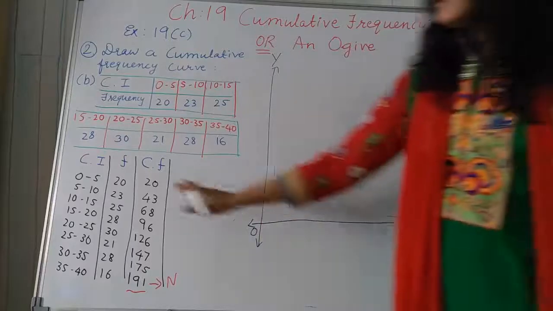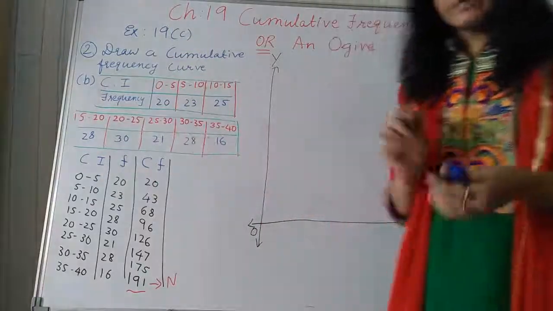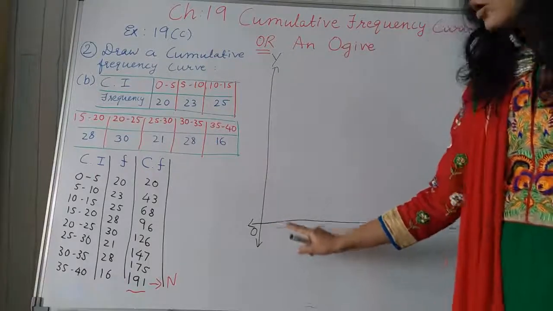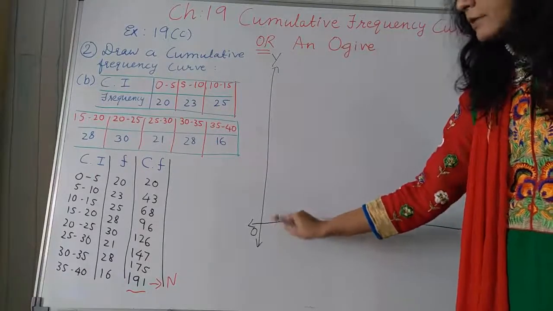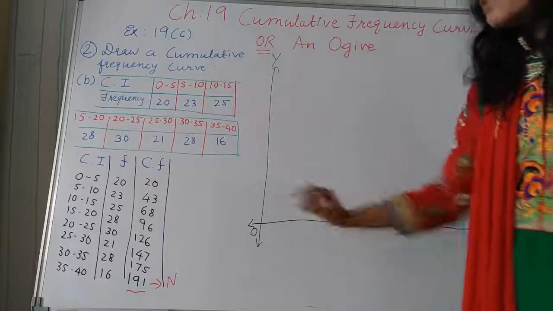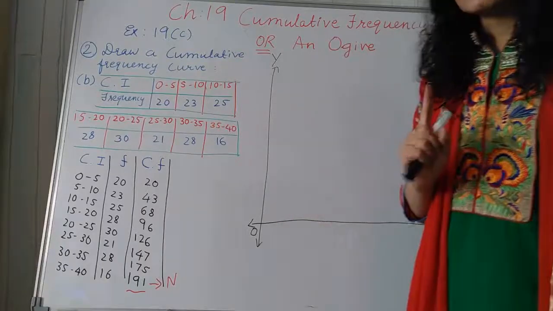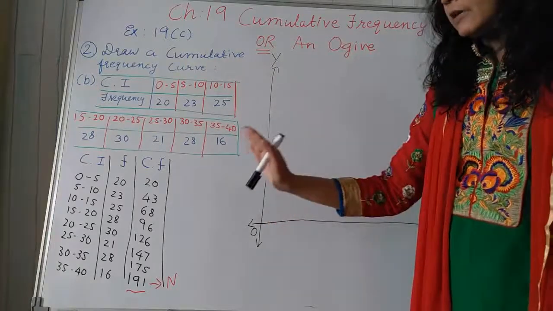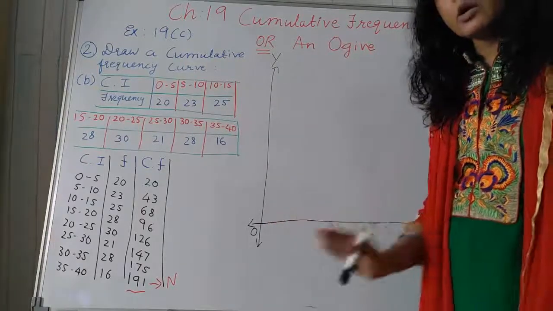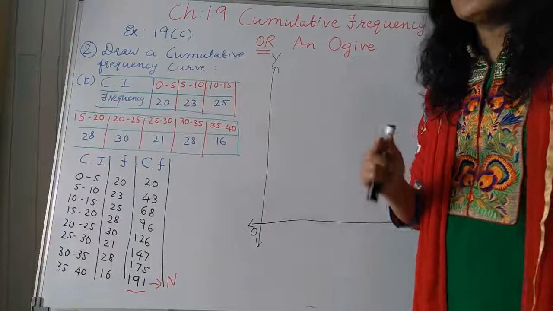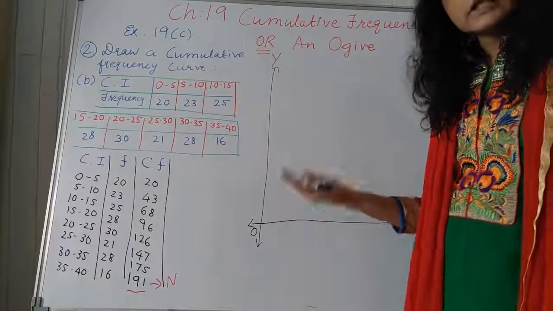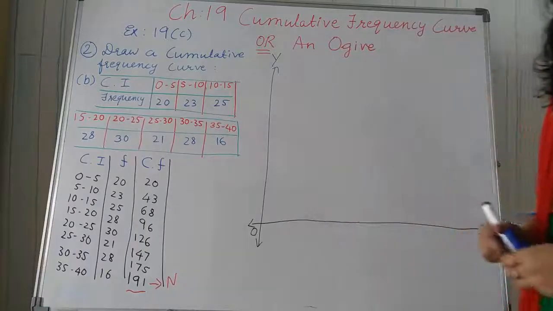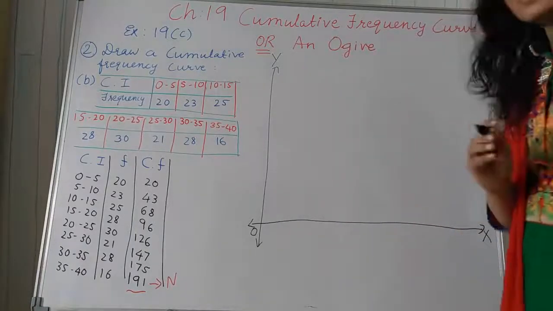If our first class starts with 0, it means we should not draw a kink here or the breakage. The kink means that zigzag line which we draw. Like I have explained to you in histogram, if it is starting with 0, then you should not draw any kink. But if the class interval starts with another number, then you have to make the break here, the zigzag line which is called a kink.